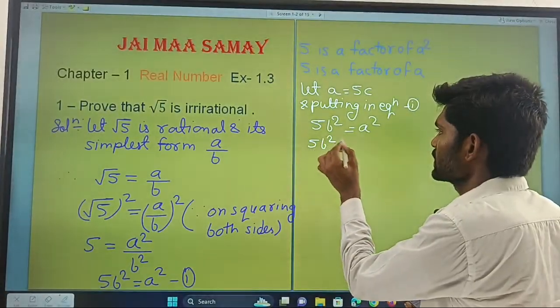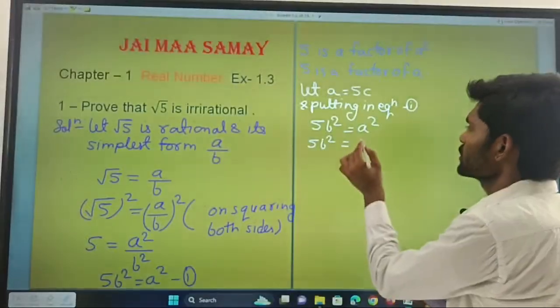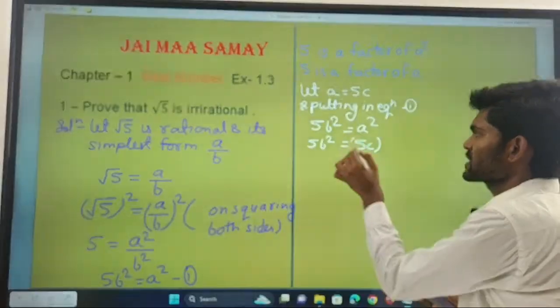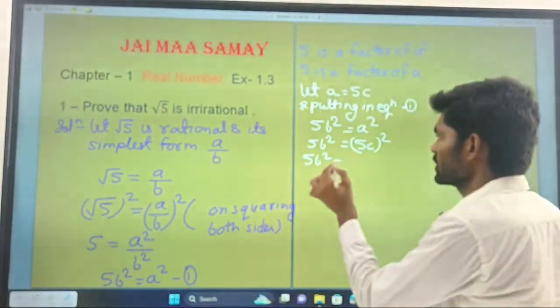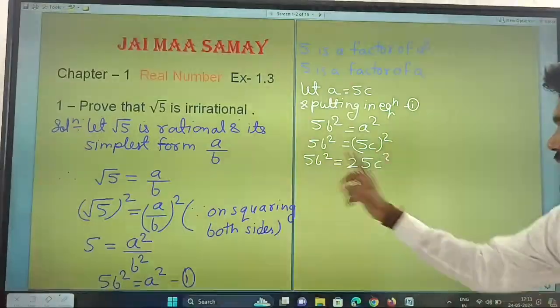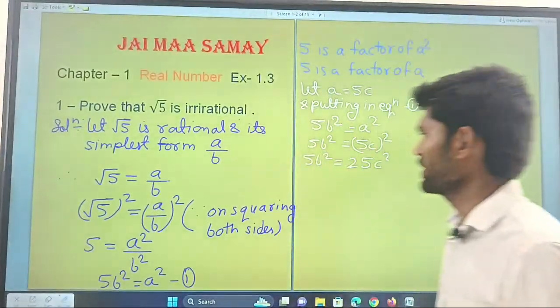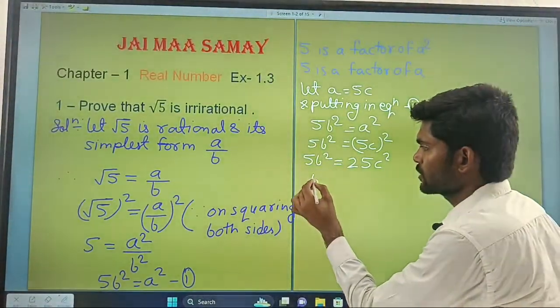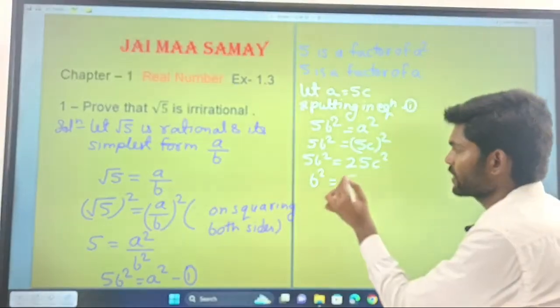Then 5b square is equal to a square, so 5b square is equal to (5c) square, which is 25c square. Both sides divided by 5. Then here only b square, and 25 divided by 5 is only 5.